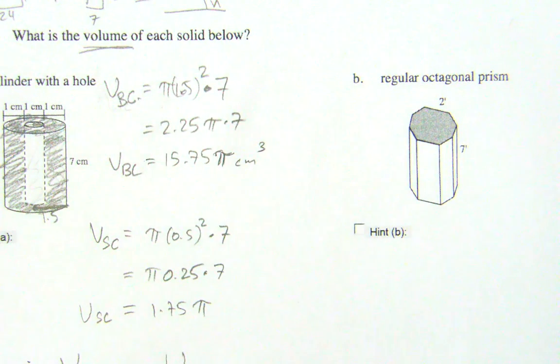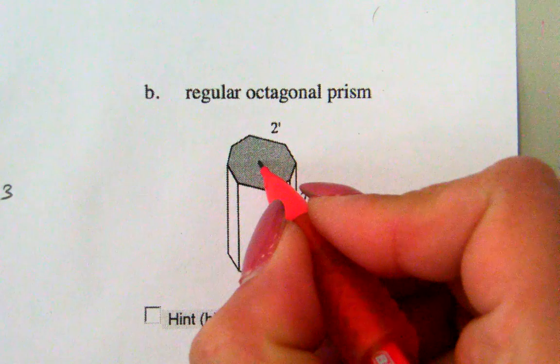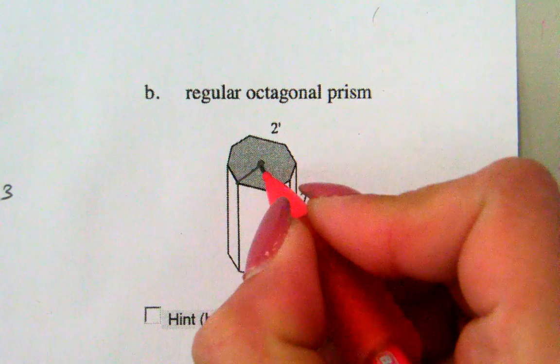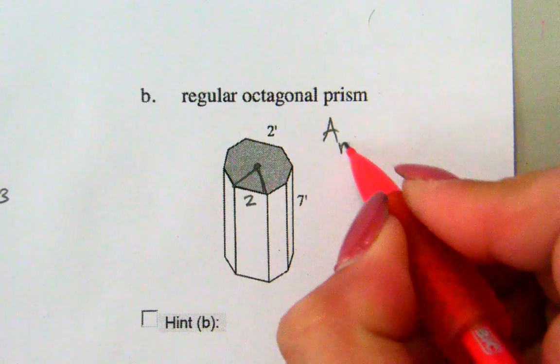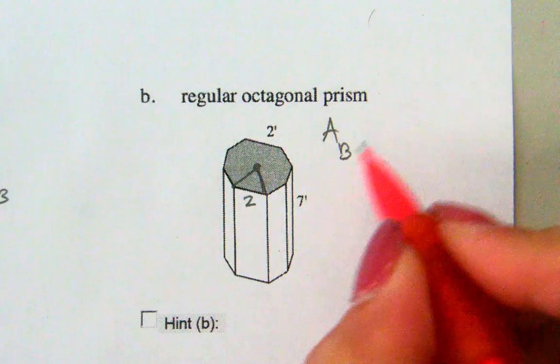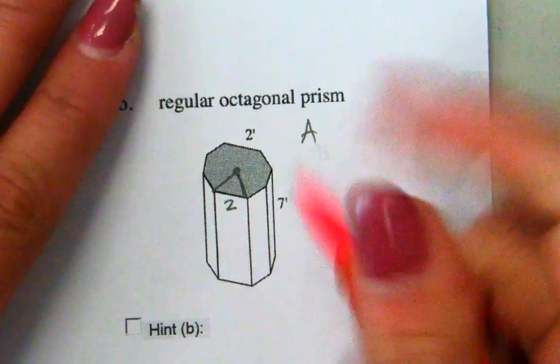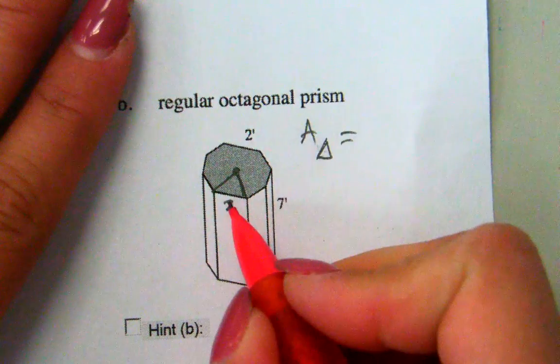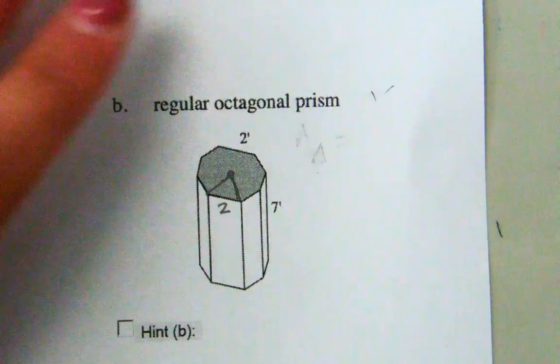Next one. Regular octagonal prism. So volume of the base. Oh my god, I mean area of the base. Really? Oh man, this is long. Okay, so let's see. Area of the base. Well, we've got to start in small pieces, because I need the area of one triangle and then multiply by 8. So the area of this triangle is going to be, oh my god, you're kidding me.